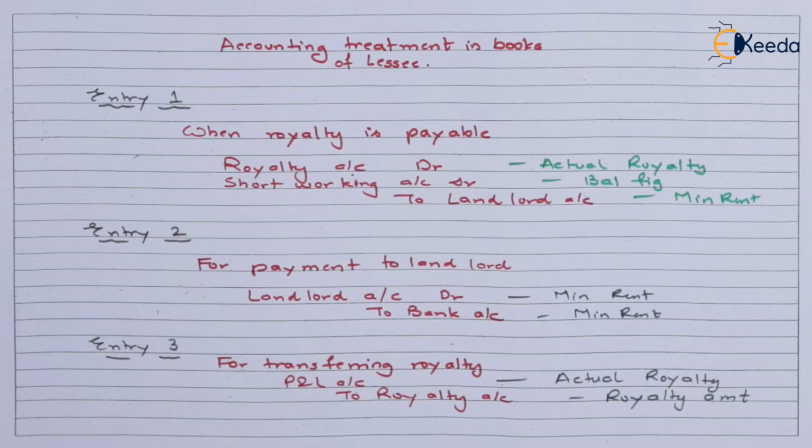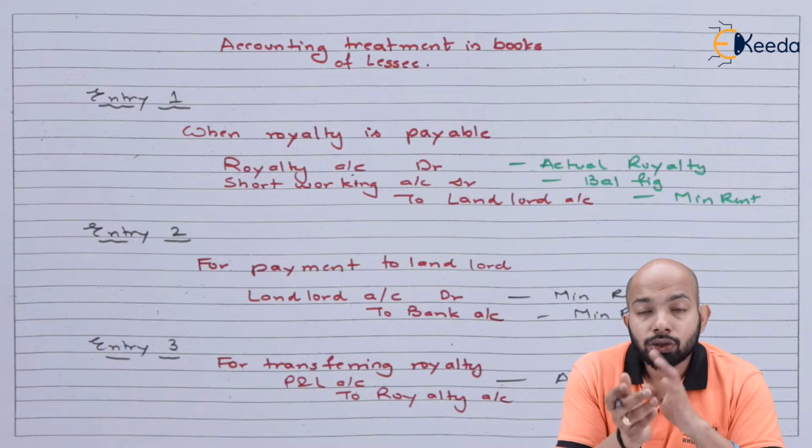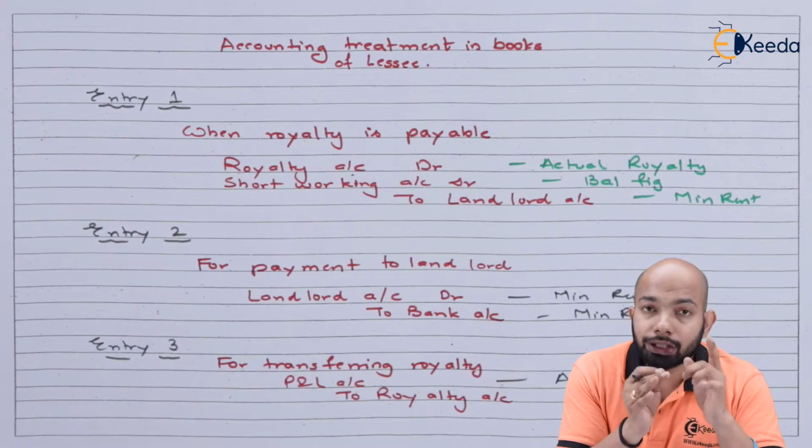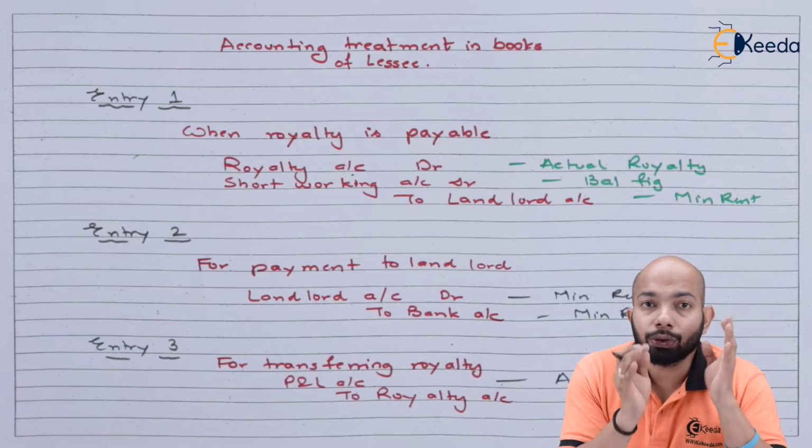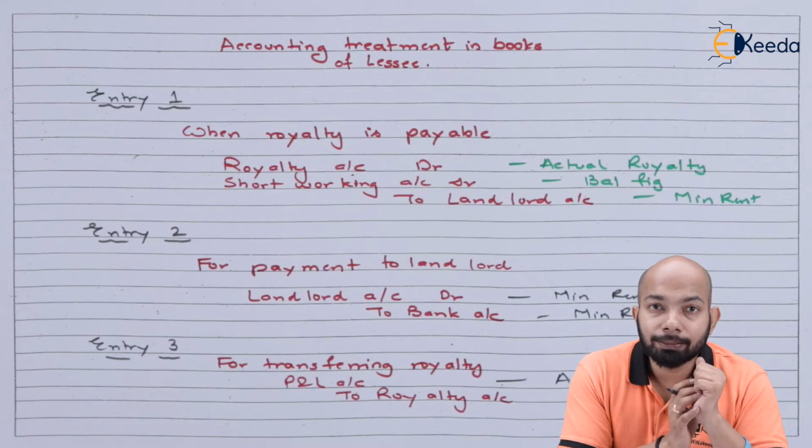Now the next entry is for transferring the royalty. For us royalty is an expense, hence profit and loss account will be debited here, and the royalty account that was opened up in the first entry will be credited here to close it down. That was debited in the first entry, and to close it, we have to credit it. Hence the entry will be profit and loss account debit to royalty account, with the actual royalty amount being transferred. So this is the entry that you have to pass. There are certain notes that we need to share with you. So let's note it down on the next page.